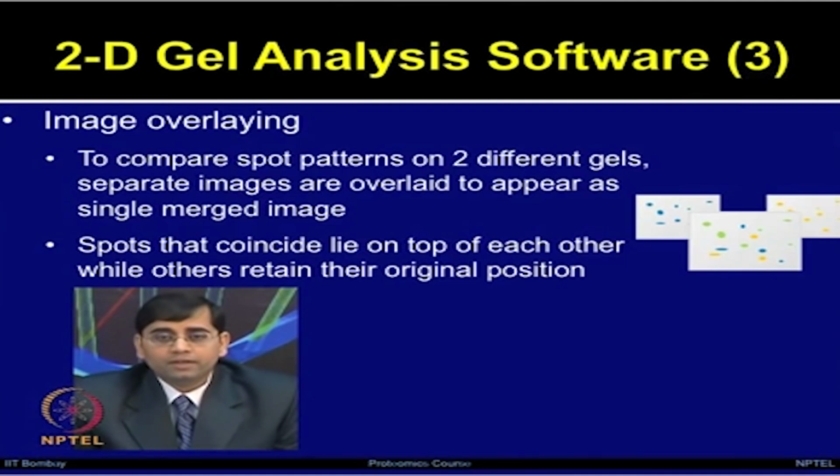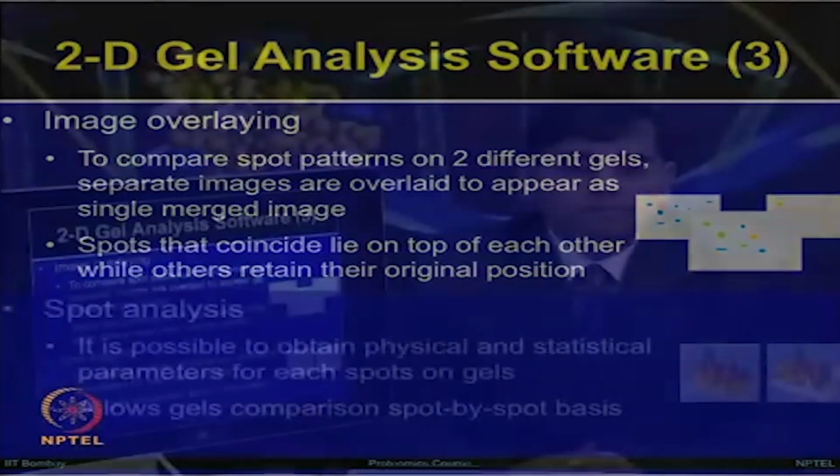Now, you need to overlay those so that they appear as a single merged image. Spots which coincide will be on top of each other, whereas you can also locate their original position from each of the individual images. So, image overlaying is an important aspect, where you can merge your control and your treatment gels.